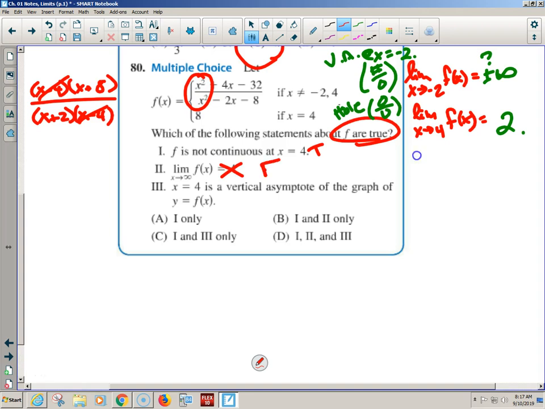How about number 3? X equals 4 is a vertical asymptote. No! Look, it's a hole. It's a 0 over 0. That's easy. Final answer is... Okay, maybe it wasn't easy, but does it make sense now?